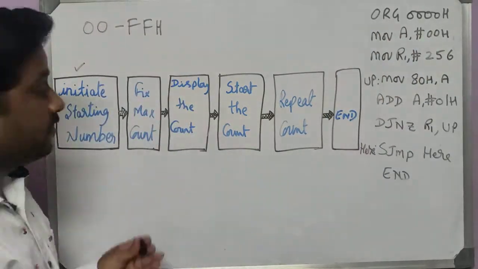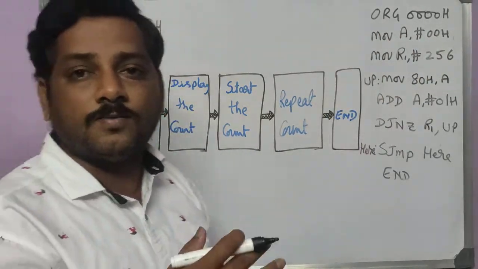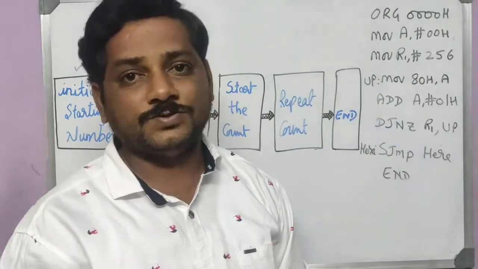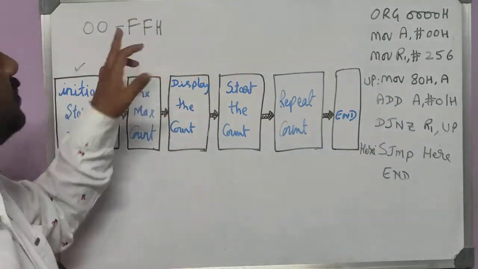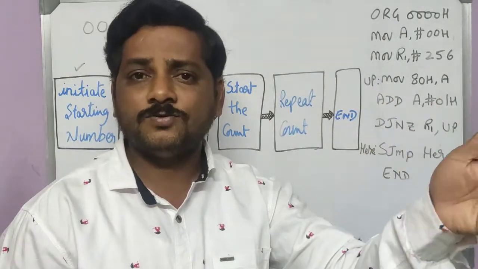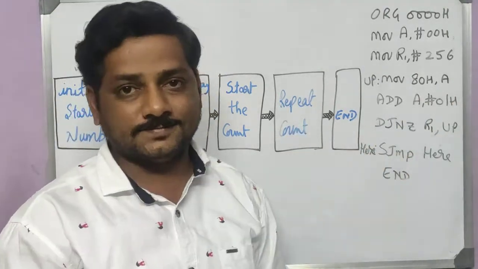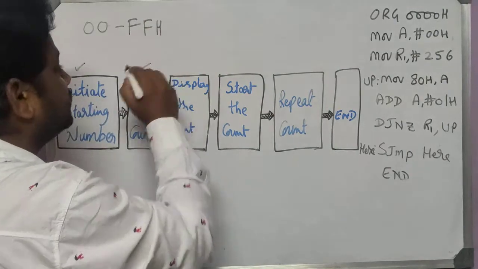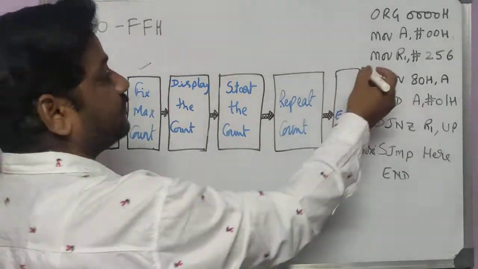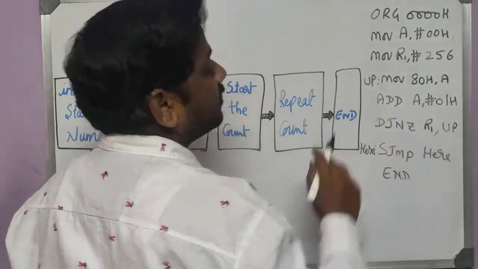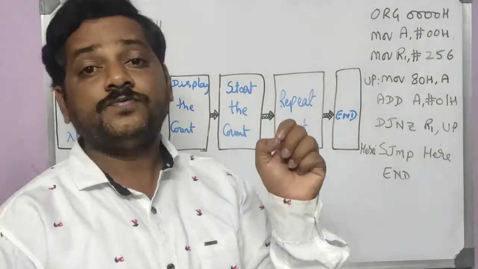Next step is to fix the maximum count. So what is the final number which you want to count? Our final number is FF, so that is the maximum count we need. So this FF has to be assigned to another register. So fix it and assign it to another register. That's what we have done here: MOV R1, #256.